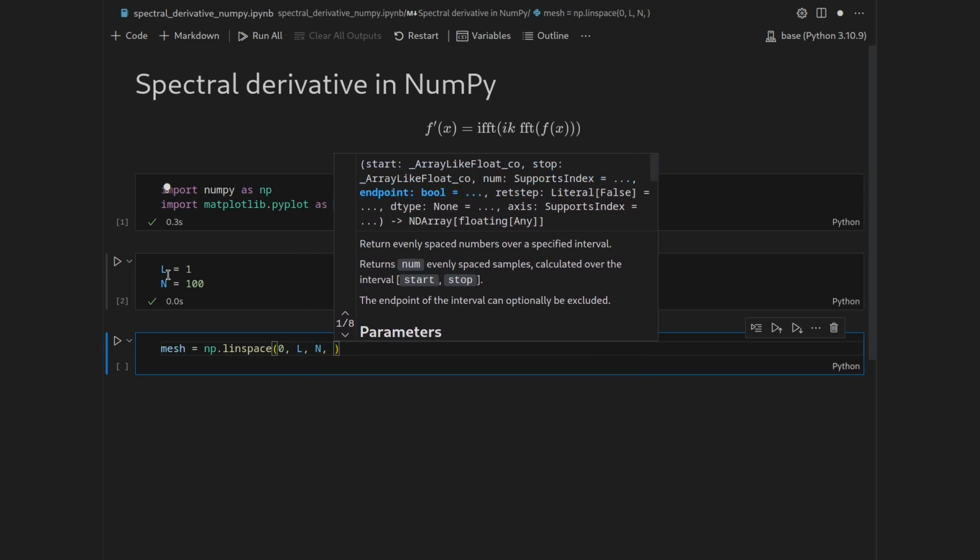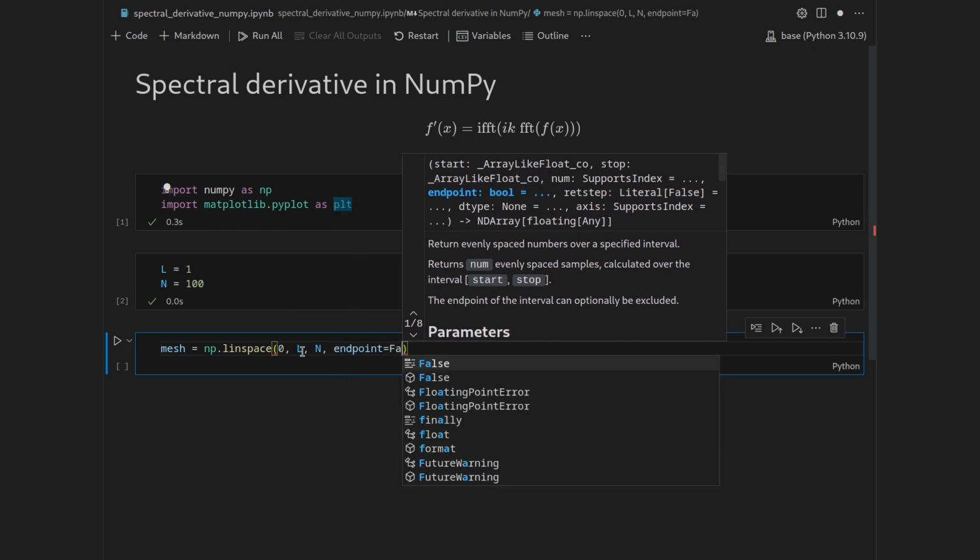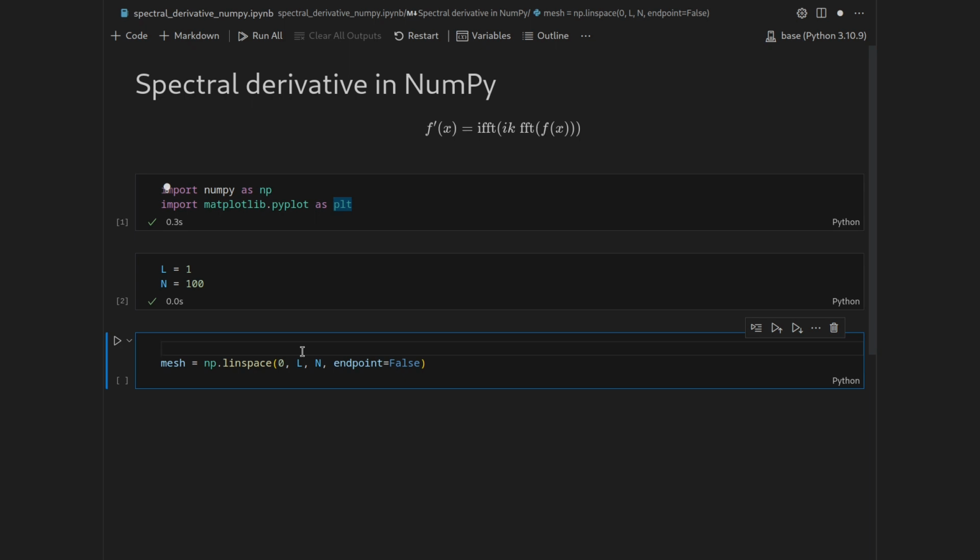But we have to be careful. The prerequisite of taking spectral derivatives is that the function is periodic. And to represent a periodic boundary condition on a function, we ignore one of the boundary points in the mesh. So now the mesh would return points from 0 to L, including 0 and L. But we want to get rid of one of them, and we can do that by saying endpoint equals False. So this is one of the first important notes: the right boundary point is not included in the mesh.